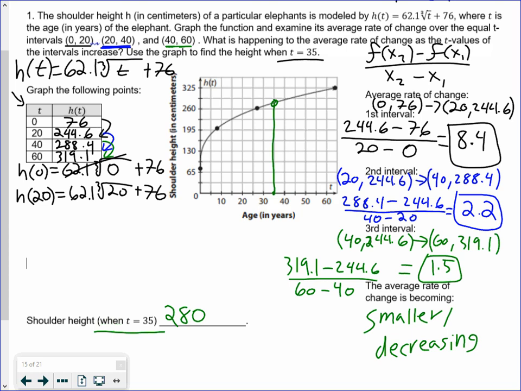And you can double check yourself if you want to. Just put 35 into the equation that we started with, 62.1 times the cube root of t plus 76. And if you do, I don't remember off the top of my head, but I think it's about 279.6, something like that. But anyway, it's going to be about 280 anyway. And that's what we approximate from the graph anyway. And that's what we got.